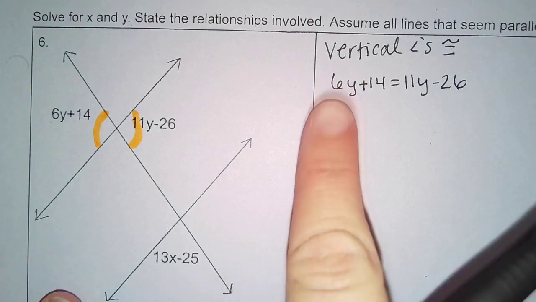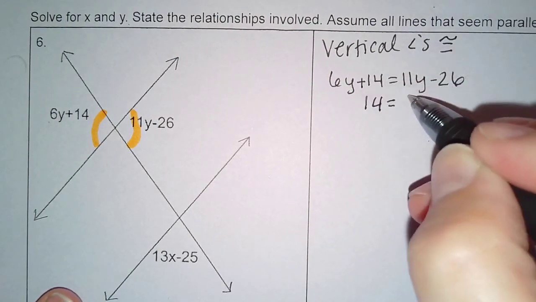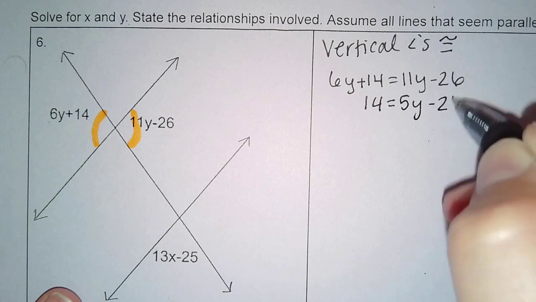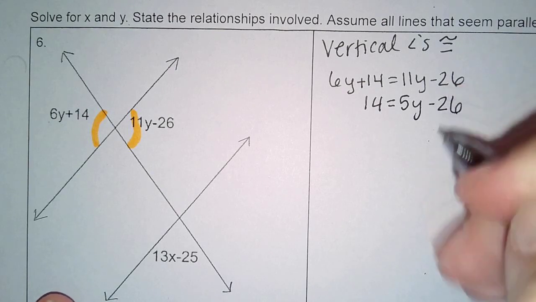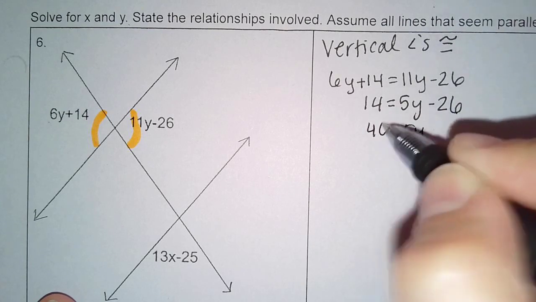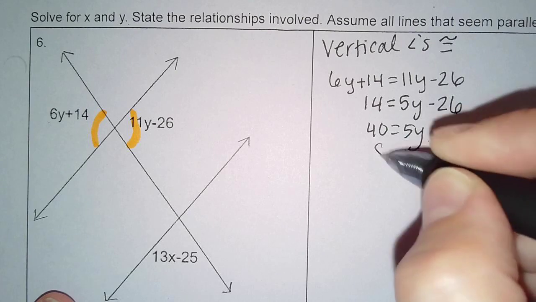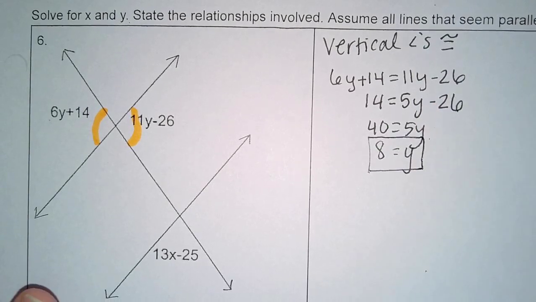Subtract 6y on both sides. 11 minus 6 is 5y. Drop everything else down. Plus 26 on both sides. 14 plus 26 is 40. Divide both sides by 5, so y equals 8.